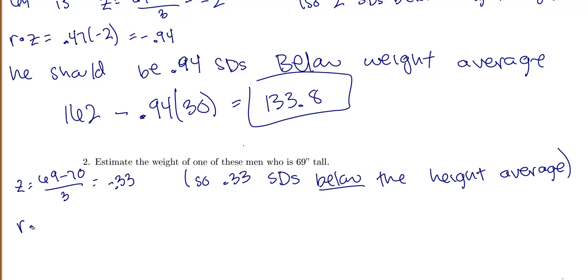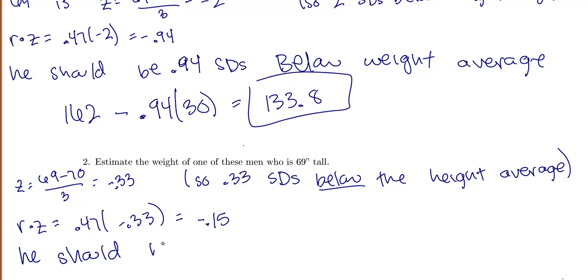Now we need to times that by our correlation. So R times Z, it's going to be 0.47 times our negative 0.33, which is negative 0.15. So he should be 0.15 standard deviations below the weight average.